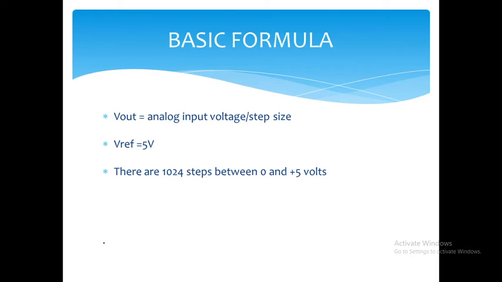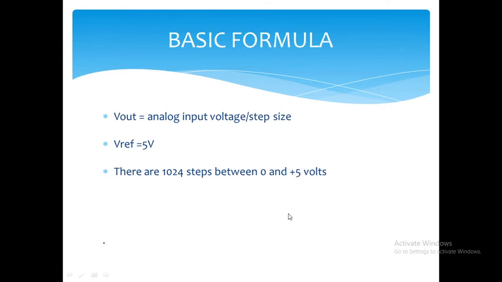Analog input voltage means the voltage we are applying, the applied voltage basically. Then we'll get an output voltage. Here the reference voltage is 5 volt, because we are applying 5 volt to the temperature sensor. So the reference voltage is 5 volt. A 10-bit ADC means we are dividing the total 0 to 5 volt range into 1024 steps. Here 0 is nothing but 0 volt, and step 1024 is nothing but 5 volt.